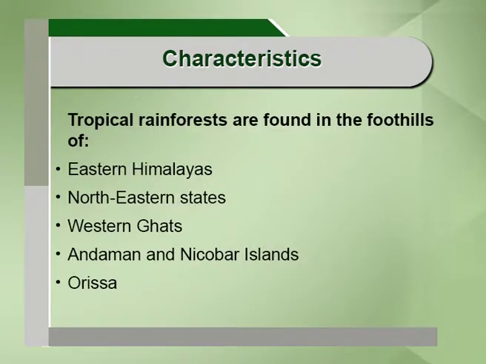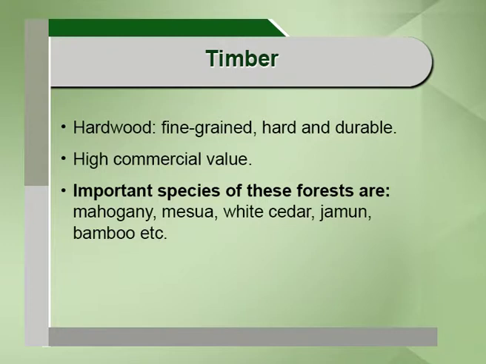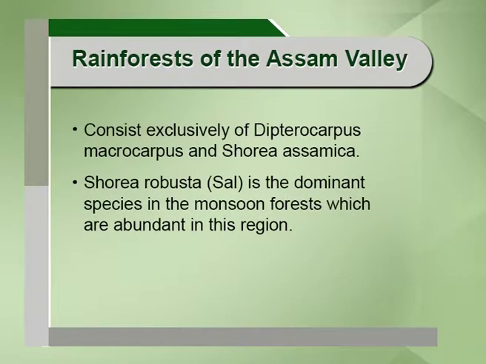The tropical rainforests are found in the foothills of eastern Himalayas, northeastern states, western Ghats, the Andaman and Nicobar Islands and in Orissa. The timber is hardwood, it is fine grained, hard and durable, it is of high commercial value. The important species of these forests are mahogany, white cedar, jamun and bamboo. The rainforest of the Assam Valley has the Shorea species and Dipterocarpus, and the Shorea robusta is a dominant species which is abundant in this region.